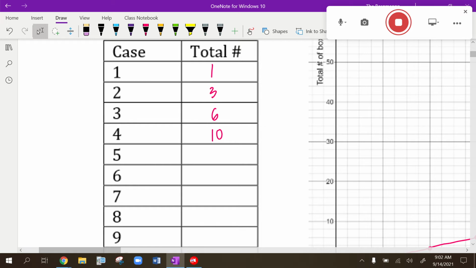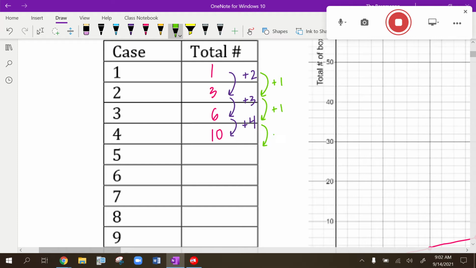Now, how can we fill in the cases that are not shown? Well, let's work together. If we look at the pattern here, are we adding a certain number? Are we multiplying by a certain number? Let's take a look. First, from case 1 to case 2, we are adding 2. Next, from case 2 to 3, we're adding 3. Next, we add 4. Hopefully you can see the pattern. Between each case, we add 1 more extra each time.